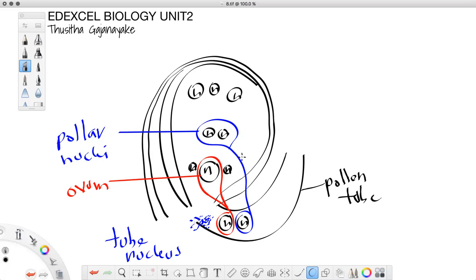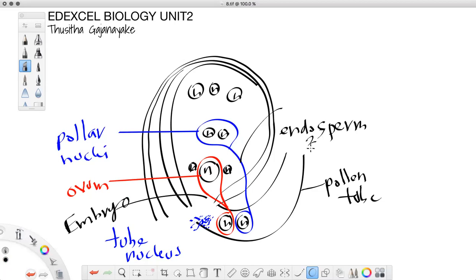And this fusion of these two nuclei produces the embryo. And fusion of these three nuclei produces a structure called endosperm. So endosperm has 3 nuclei, 3N, and the embryo is 2N.